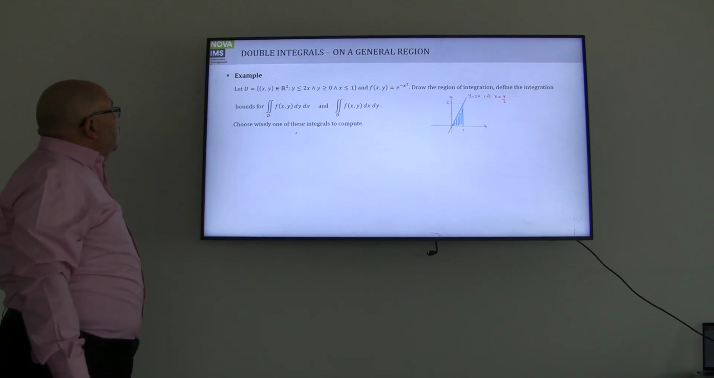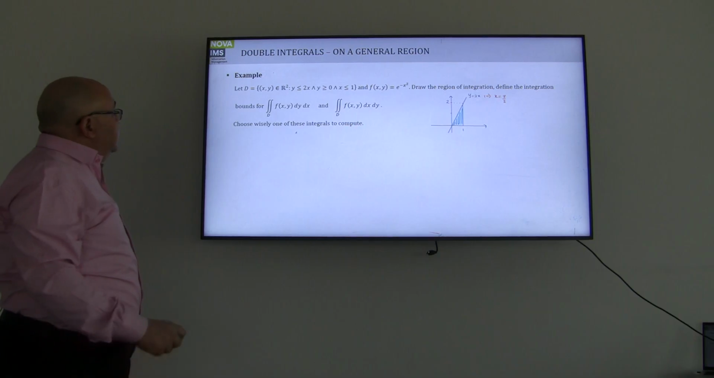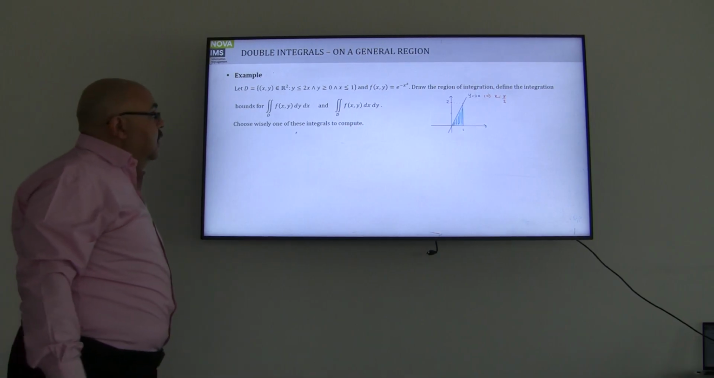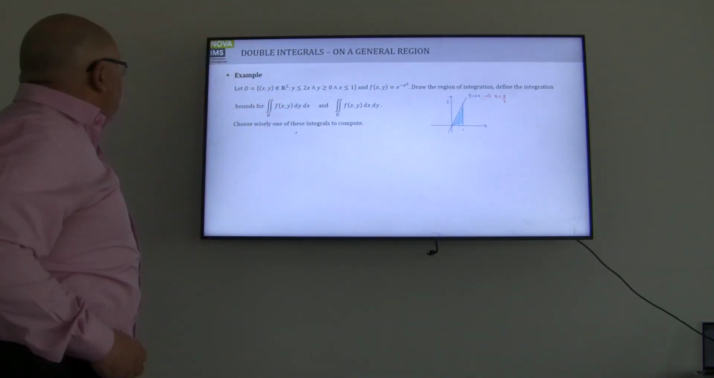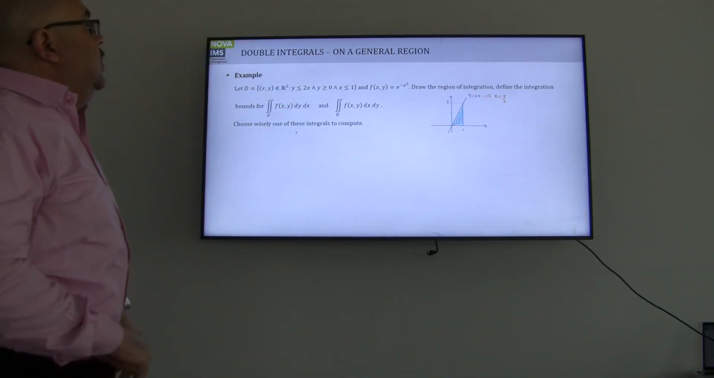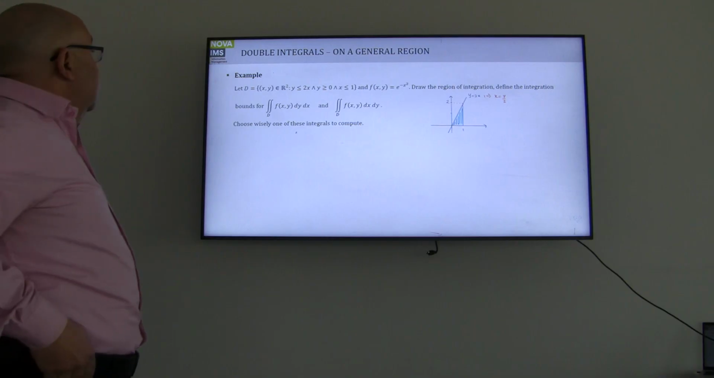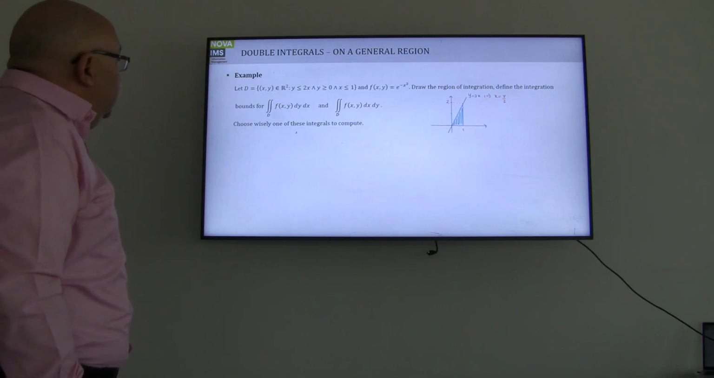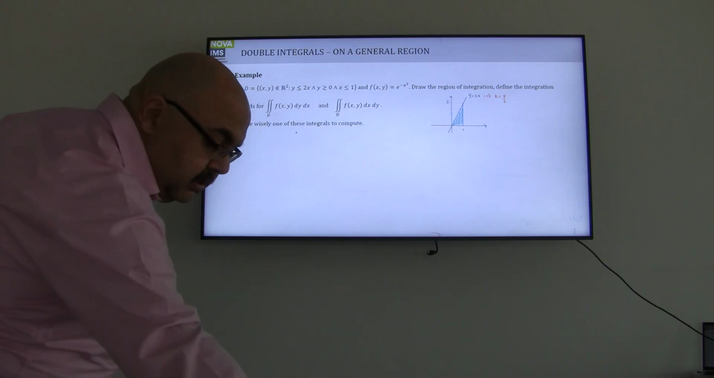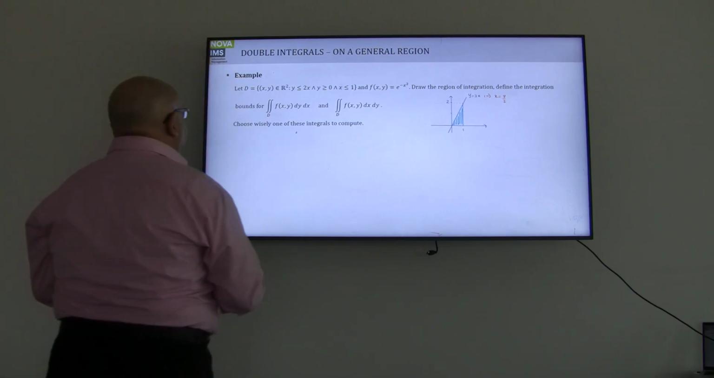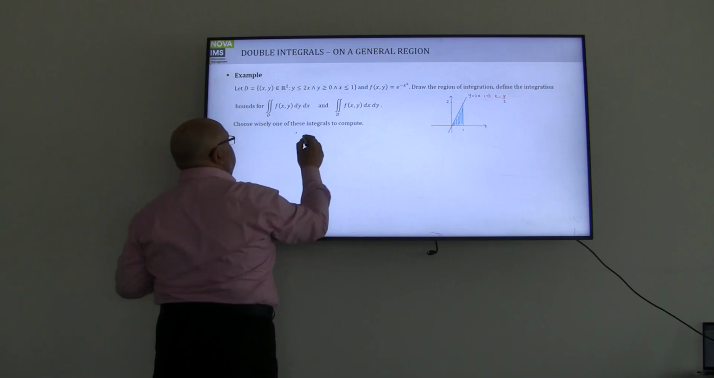Once more, we want you to do this example. This example is really from the problems that was sent previously, and I believe it's really very close to ours. Now, I want you to do the region y is less than or equal to 2x. Once more, y is less than or equal to 2x.